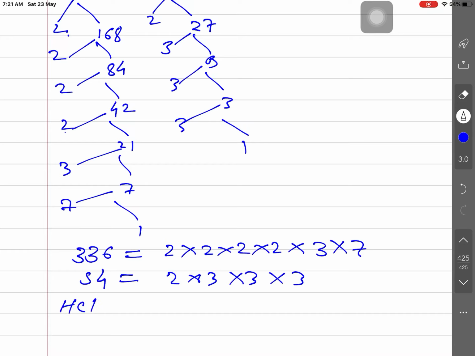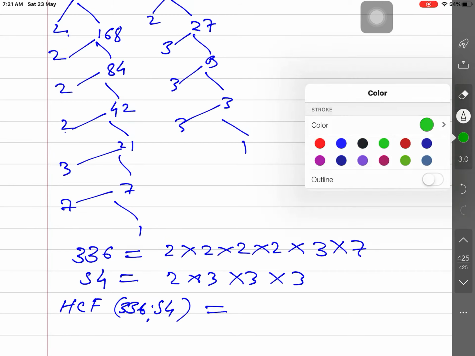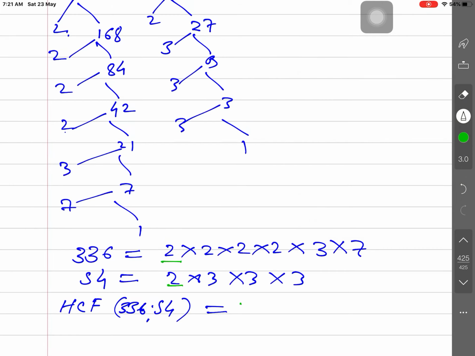Find HCF of 336 and 54. What is common in them? You may say 2 is common in that. Okay, 2 I have written, and one more 2, no. 3 is common in that, yes, 3 I have written. One more 7, no. Is that clear? It is sufficient, which means 6 is the HCF right now.